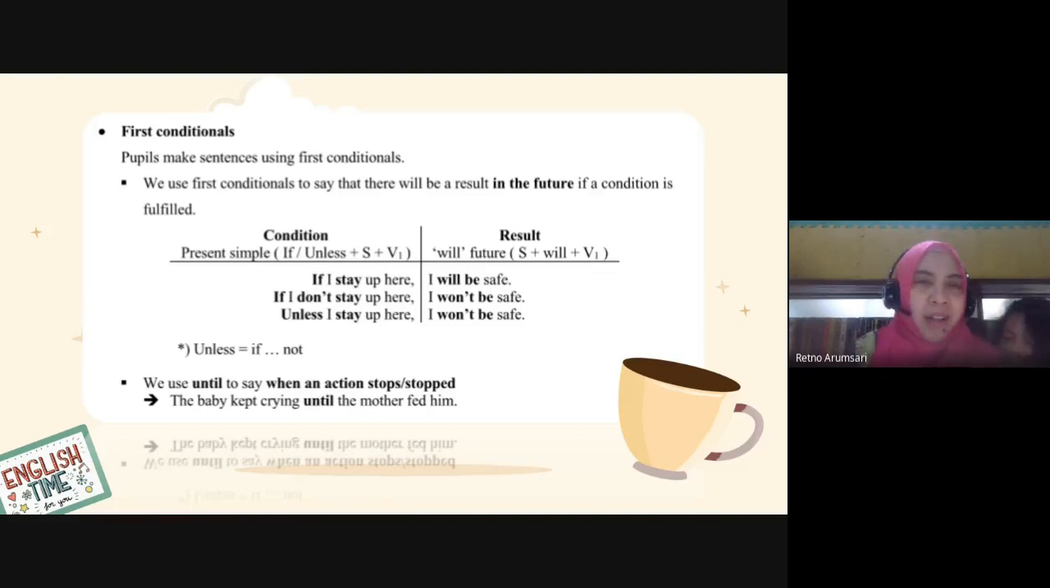Okay. And there is also unless. Unless means if not. So unless is the opposite of if. When you use unless, it means that the condition does not support the result. The result is not the result of the condition that is met. And there is also until. Until means to express when an action stops or stopped.